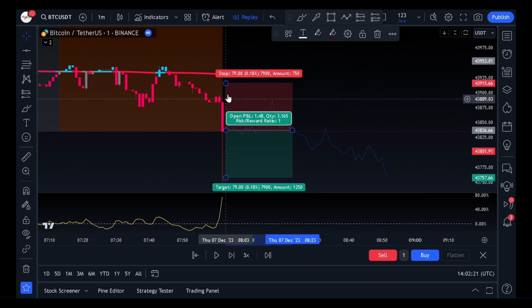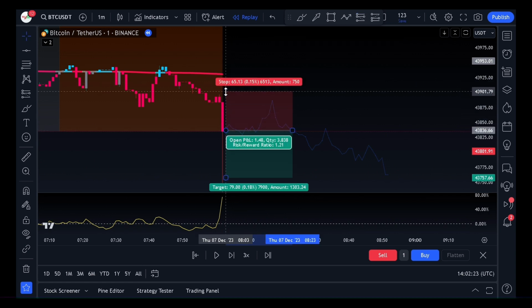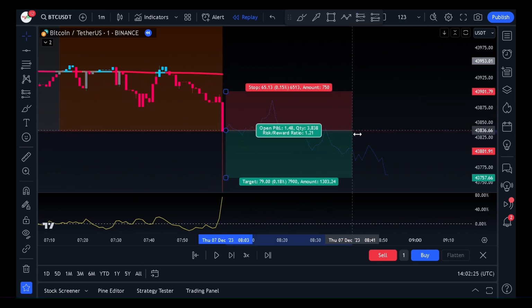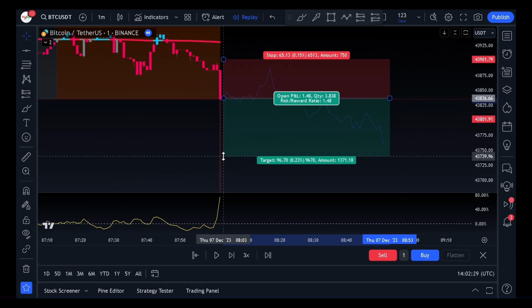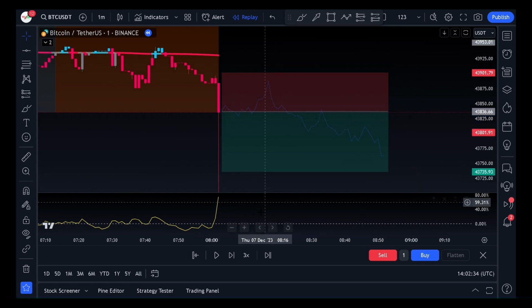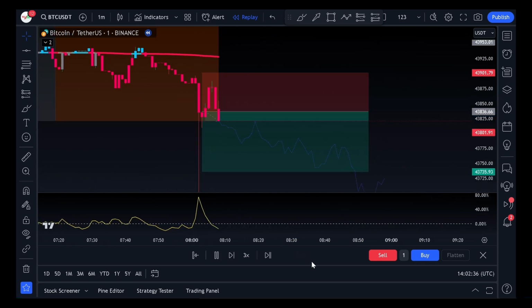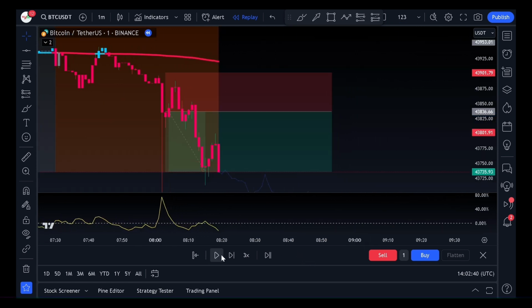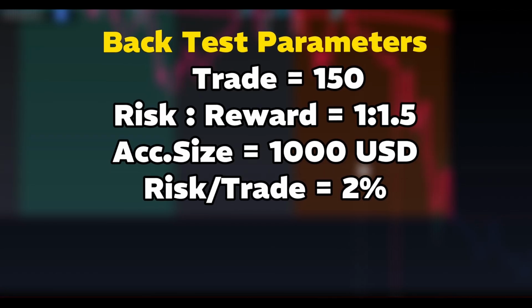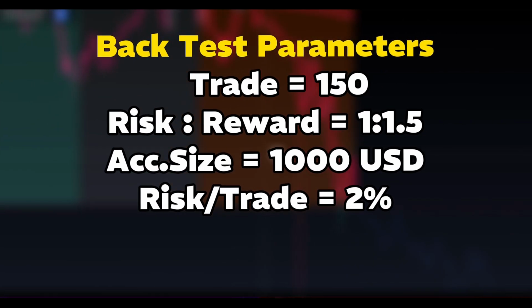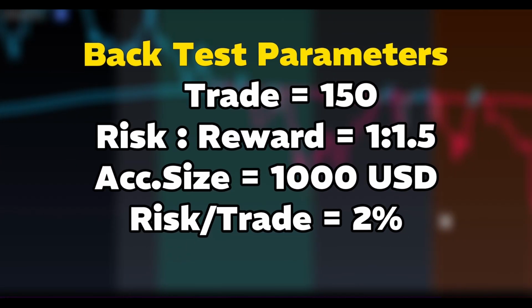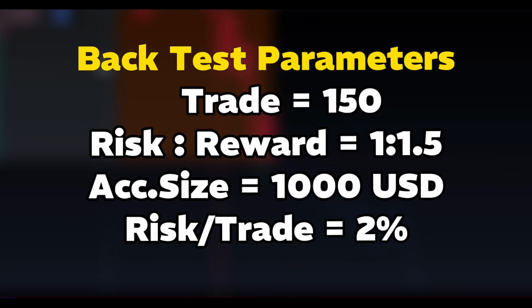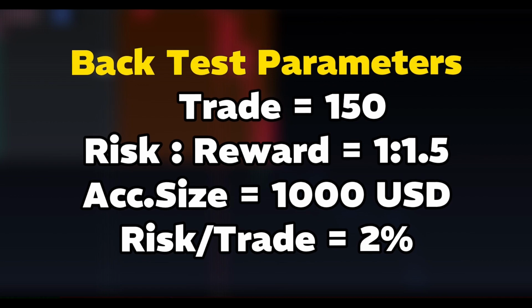We're going to set our stop loss either right above the previous candle or above the most recent swing high, whichever of the two is lower. For the take profit, we're going to set it at 1.5 times the risk. We let the trade run, and it turns out profitable, and that's basically how the strategy works. Now, I'm going to backtest it 150 times using a risk to reward ratio of 1 to 1.5. The account size is going to be set at $1,000, and we're going to be risking 2% of that every time we take a trade.